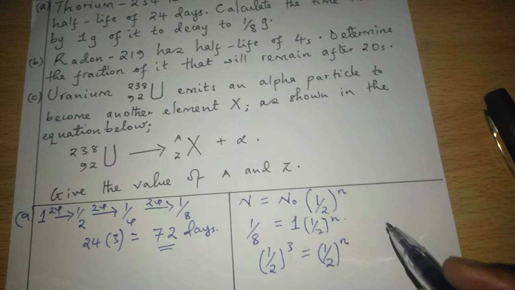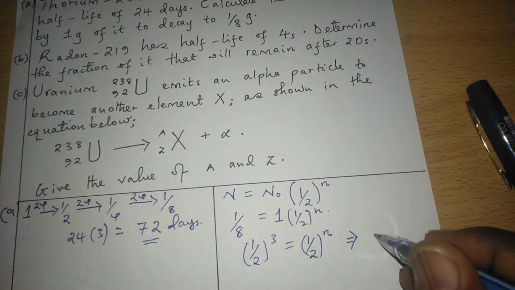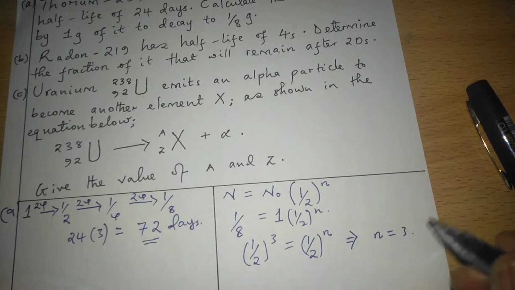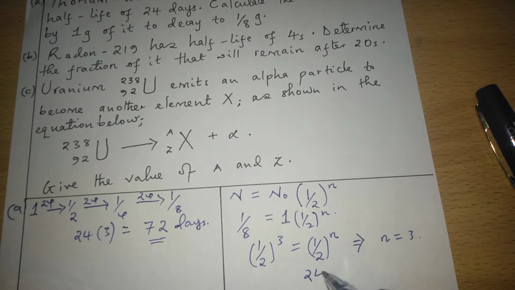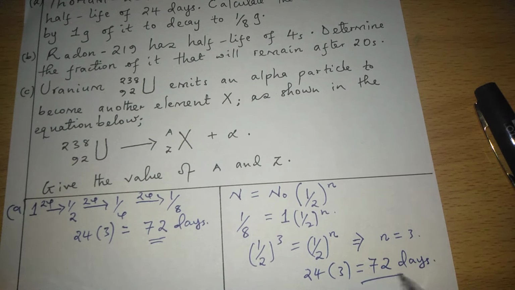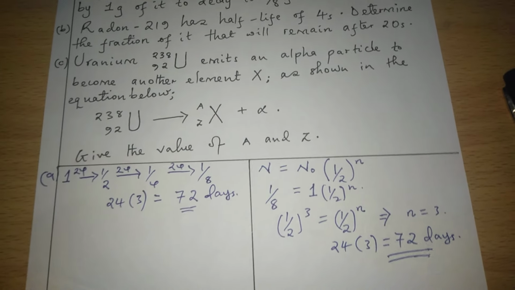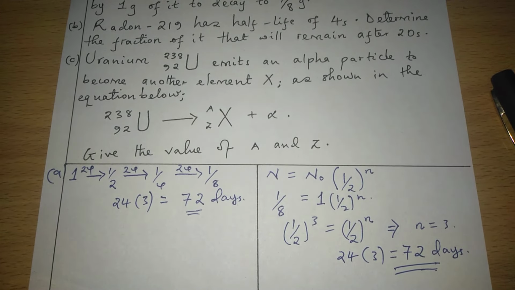And since the bases are the same, we can equate the indices here and say n equals 3. Therefore, the number of half-lives is 3. And if the number of half-lives is 3, and each half-life is 24 days, then we're going to get 72 days. This is what is going to be taken for the sample to decay until it is an eighth.